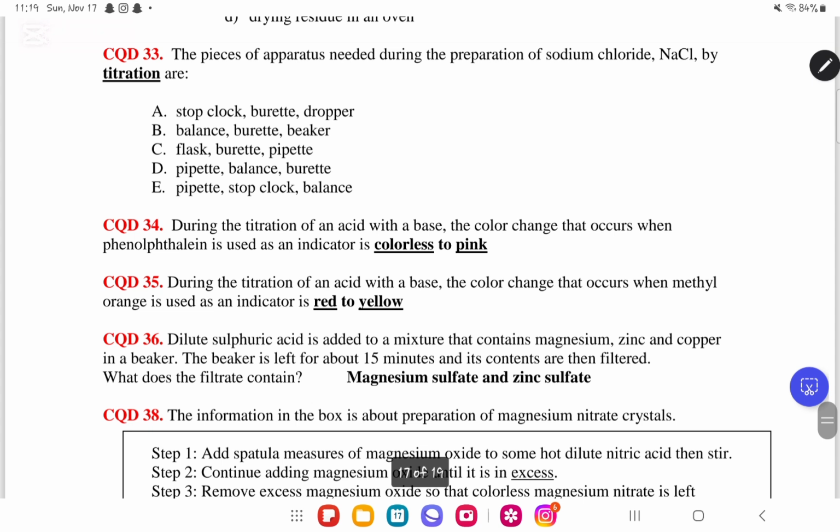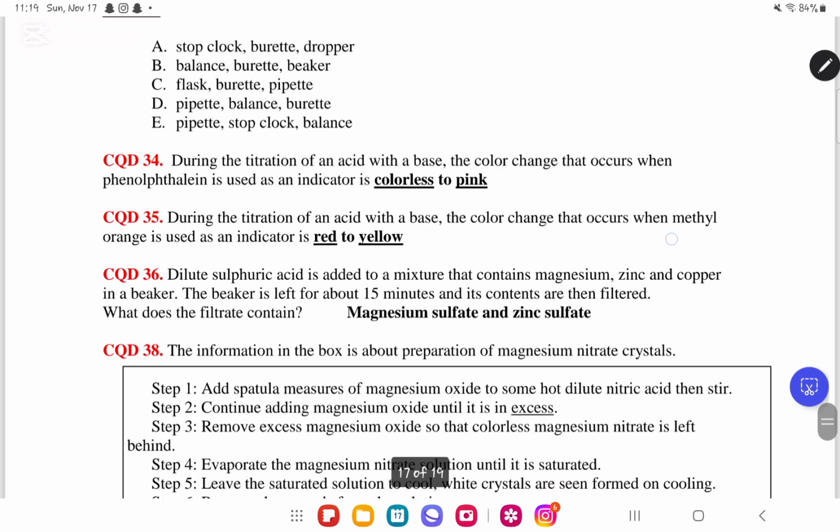CQD 33. The pieces of apparatus needed during the preparation of sodium chloride, NaCl, by titration. When we're talking about titration, we said you use either a flask, a beaker, a burette, or a pipette. So again, this is number 33. And number C, CQD 33. I think they repeated it twice.